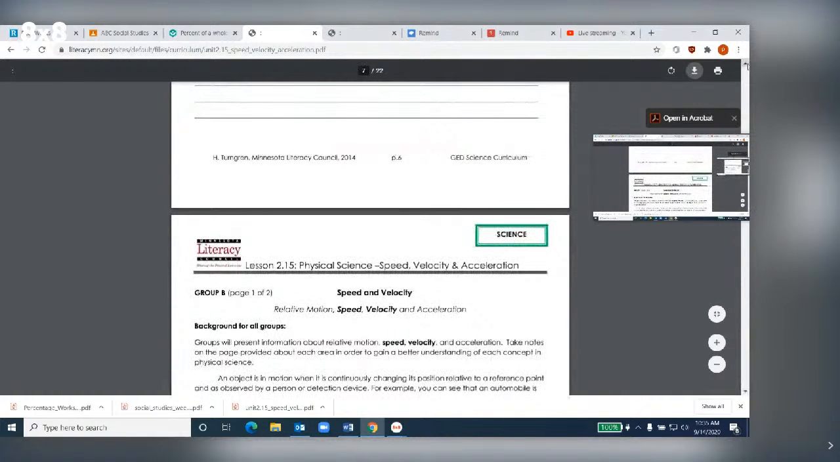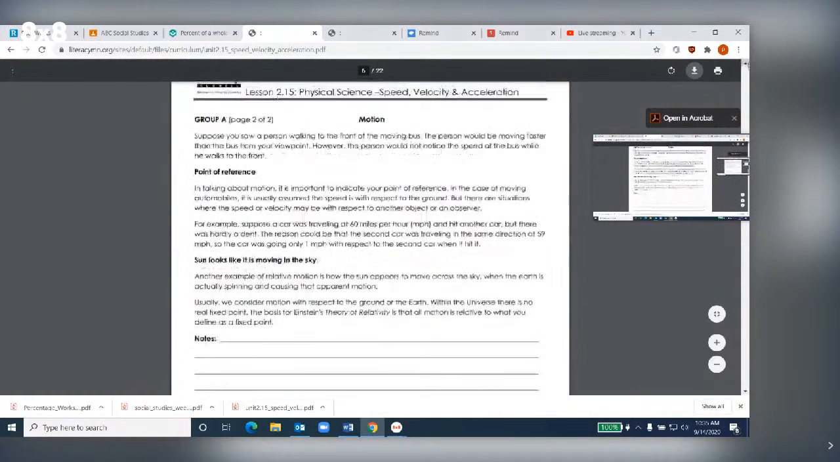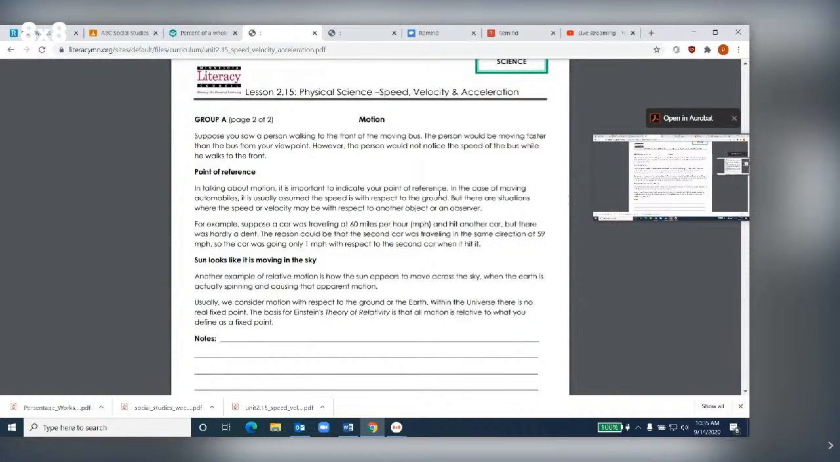So for this one, for example, this one's about motion. The biggest thing is point of reference. Your point of reference is where you're watching. So if you're on the sidewalk watching the car go by, your point of reference is going to be that sidewalk. But when you're in a car, your point of reference is that car.